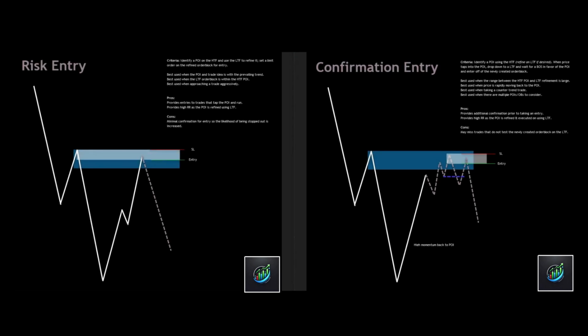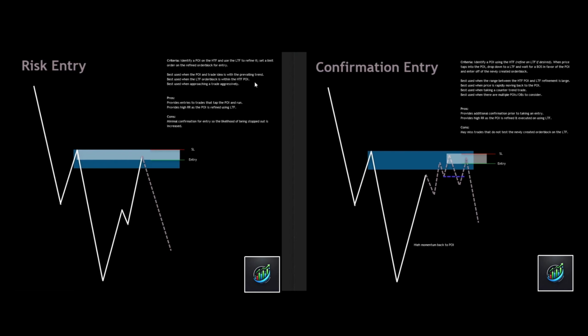There are two types of entries that you can use, both with their own pros and cons. There's the risk entry and the confirmation entry. The risk entry is an entry type that is much more aggressive in that you are placing your buy or sell limit order on an order block, looking for price to tap into it, tag you into the trade, and continue in your overall trade direction.